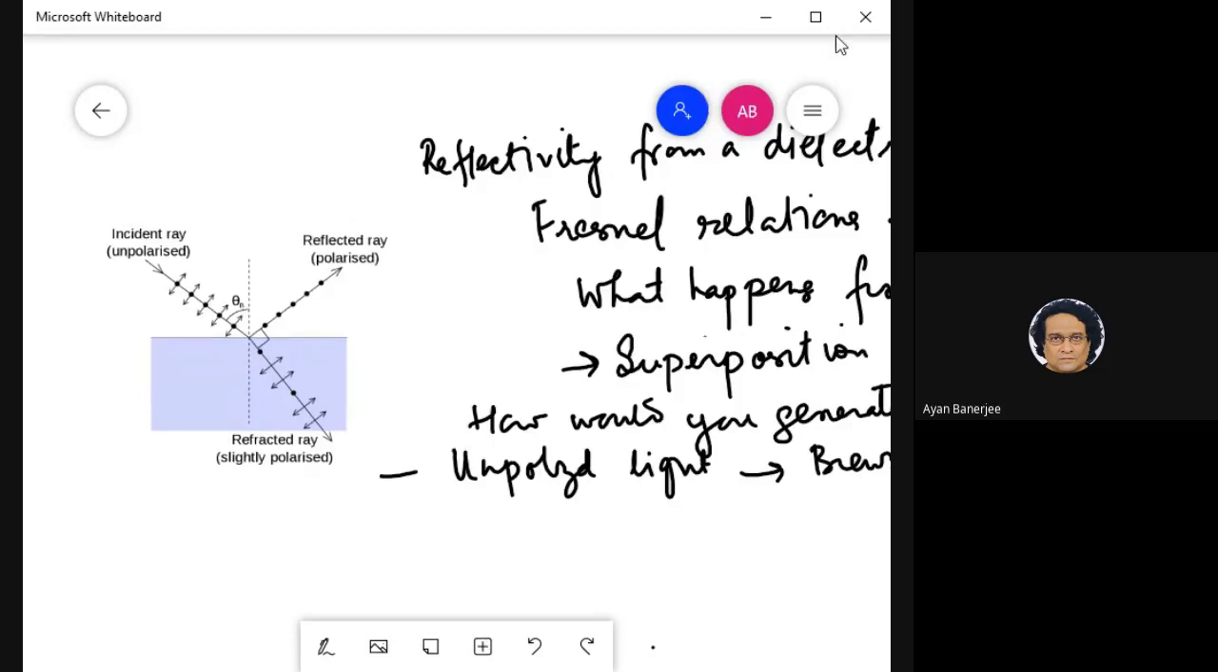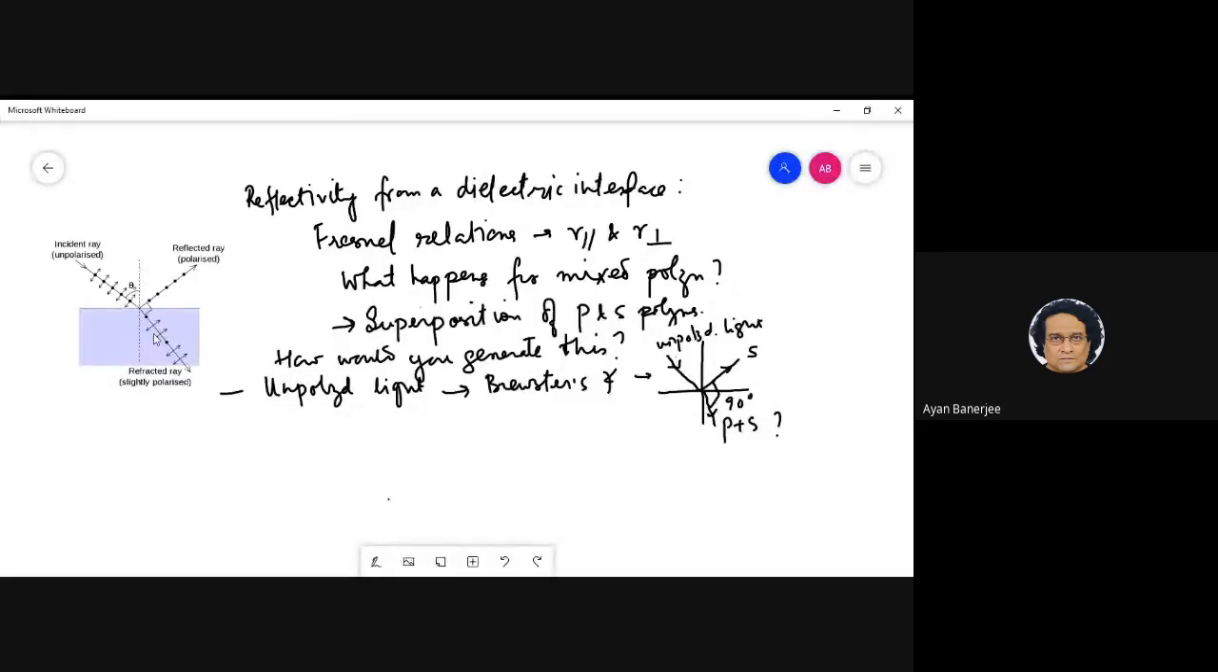Yeah, can you see? Nice. So this is slightly polarized. That is absolutely not unpolarized, but it's not fully polarized either. So basically the degree of polarization is very small. There is some kind of ordering, but this is not a reliable way of generating polarized light. Right? So is that clear?